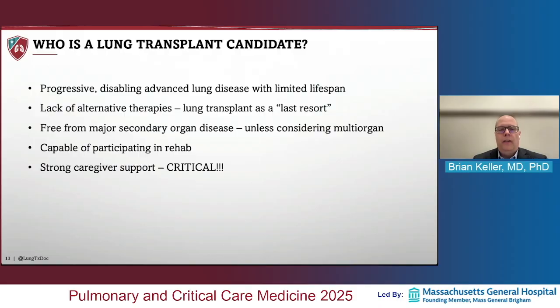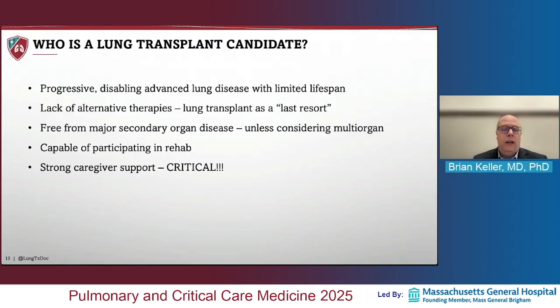So stepping back, in general, a lung transplant candidate is a person with a progressive, disabling, advanced lung disease with a limited expected lifespan without transplant. Other alternative therapies should have been exhausted, with lung transplant really as a last resort. In general, these patients are free from major secondary organ disease, except in cases where we're considering a multi-organ transplant, such as a lung kidney, heart lung, or lung liver transplant. Importantly, these patients all need to be capable of participating in rehab, both before and after transplant.